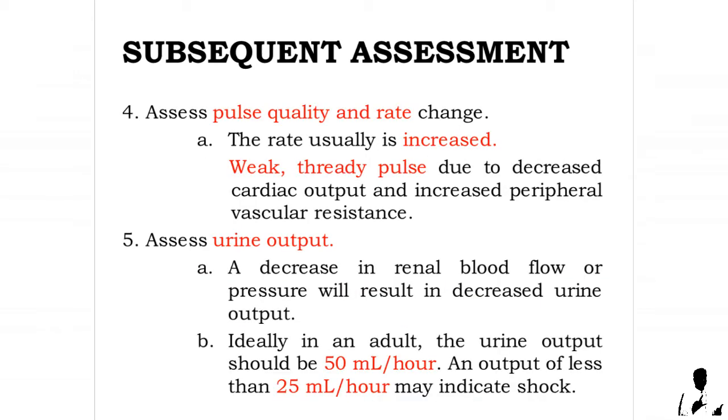4. Assess pulse quality and rate change. The rate usually is increased, with a weak, thready pulse due to decreased cardiac output and increased peripheral vascular resistance. 5. Assess urine output. A decrease in renal blood flow or pressure will result in decreased urine output. Ideally in an adult, the urine output should be 50 ml per hour. An output of less than 25 ml per hour may indicate shock.